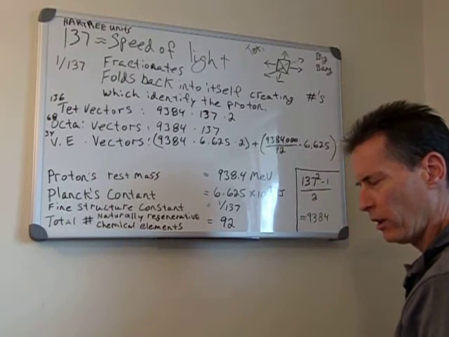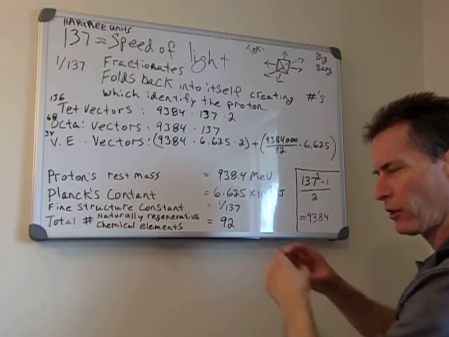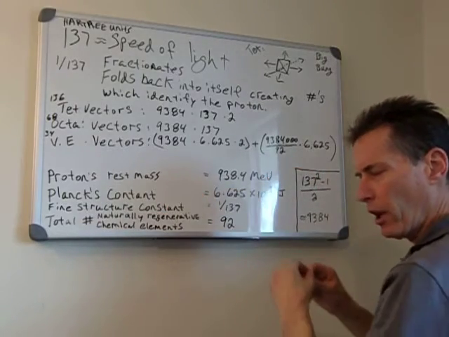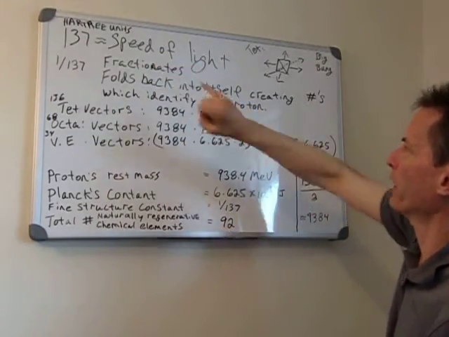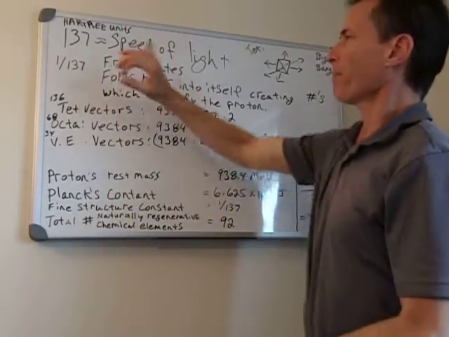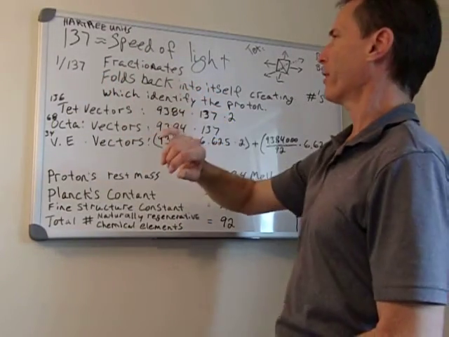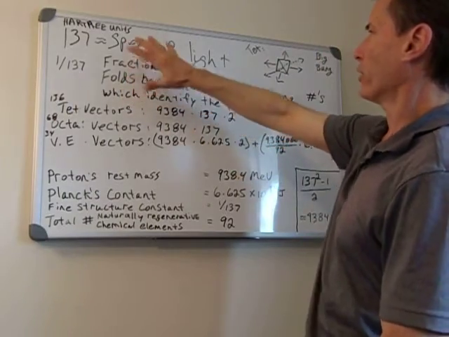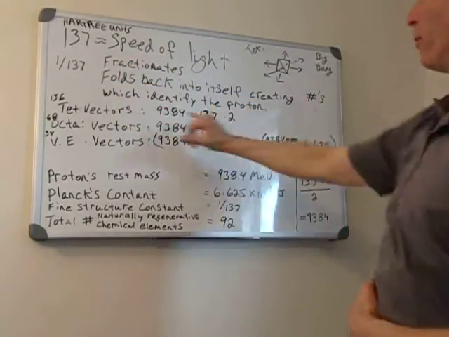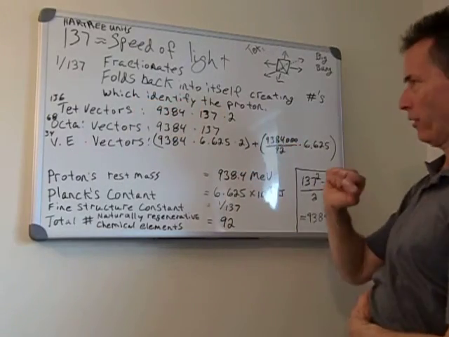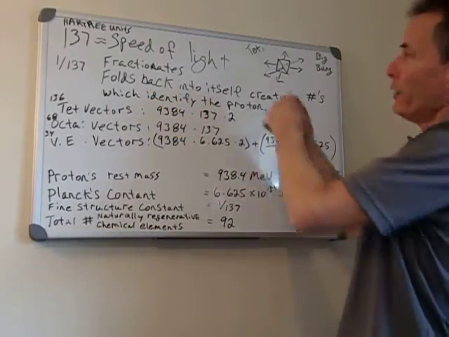Theoretically then, particles can't go the speed of light. As the universe expands, approaching the speed of light, it begins to fractionate itself. And when 1/137th fractionates itself from 137 and folds back into itself, it creates numbers which identify the proton. Okay? I'm just teaching. These are some numbers.